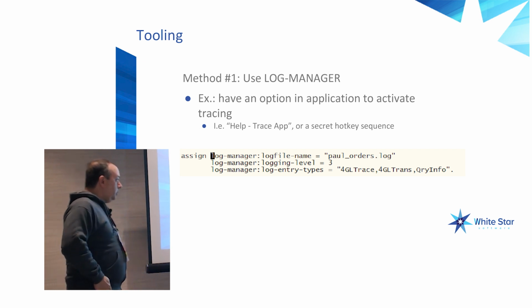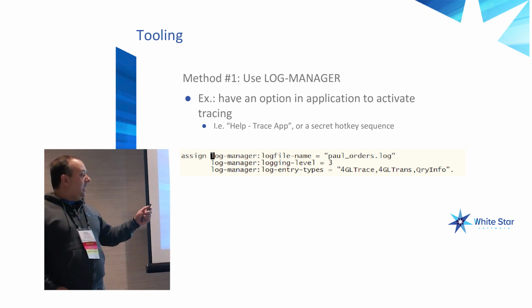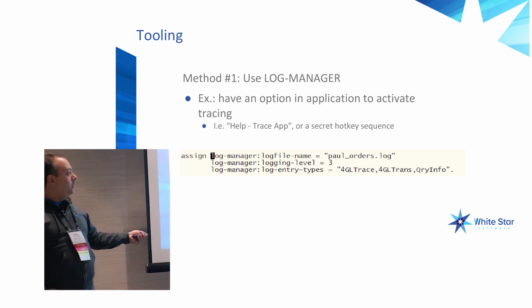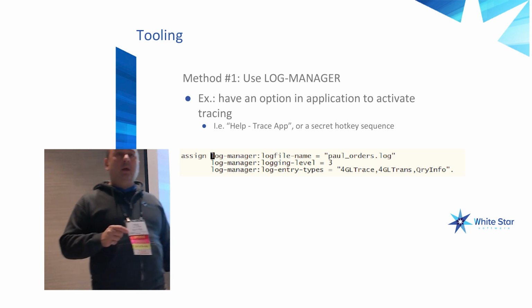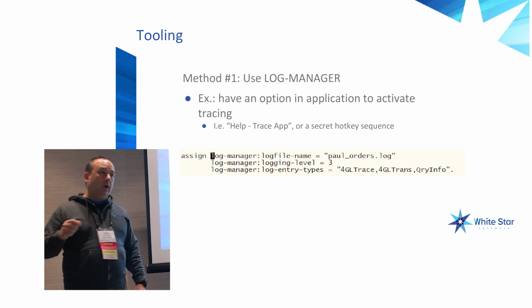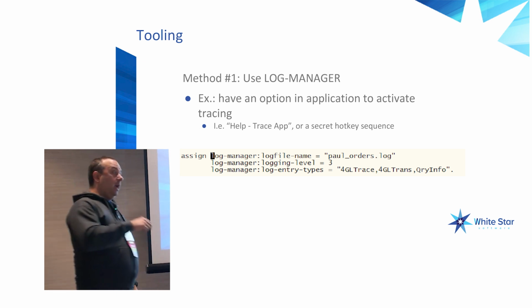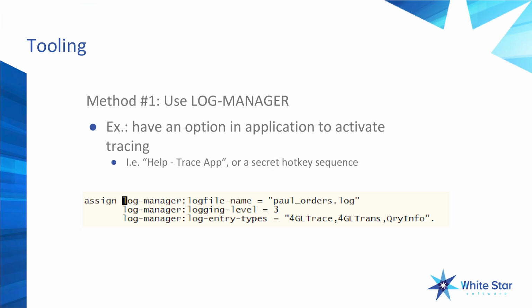So what does Log Manager do? Essentially, it's an object that's available to you in your code, and when you enable it, it writes to the log file, here called, in my case, paulorders.log. You set a logging level, and then you tell it what you want to log. For us, what we're really interested in is query info. That will tell us deep information about which query was executed, how many records were read, how many index blocks were read, how many good records were returned, right? Because I could read 1 million records, but only return 2 records. So that's really important here.